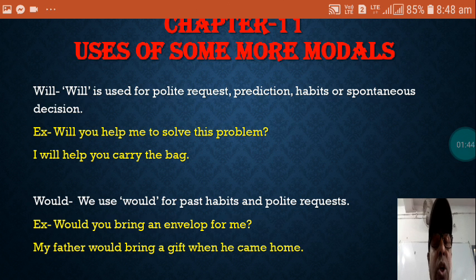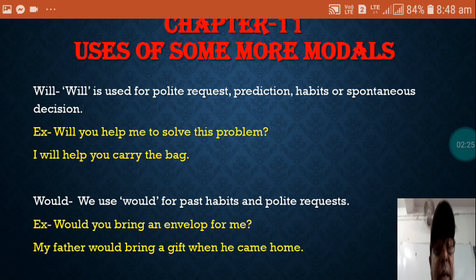You see some examples. Will you help me to solve this problem? Here, will in this sentence is no doubt used as a helping verb, but at the same time as a modal for polite request. You are politely requesting someone to help you to solve the problem. I will help you carry the bag. You are showing a spontaneous decision here.